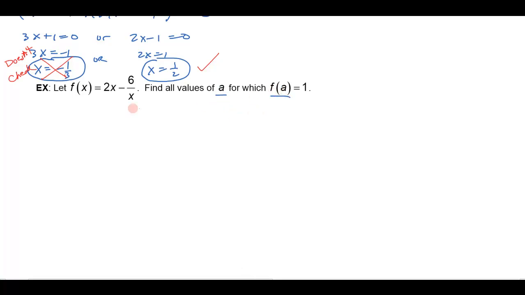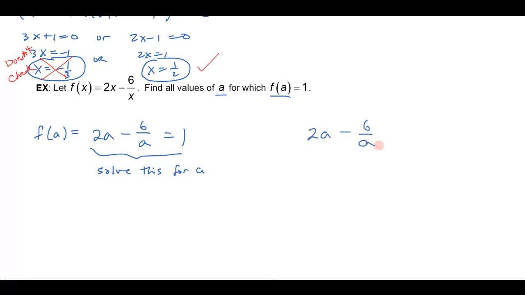Well, now f of a means to plug a in here. So f of a is going to be 2a minus 6 over a, and the problem says find the value of a that makes that equal 1. So this gives me this equation right here to solve. So I need to solve this equation for a, and then that'll tell me the values of a that make the output of the function equal to 1. Alright, so let me come over here where I got just a little bit more room.